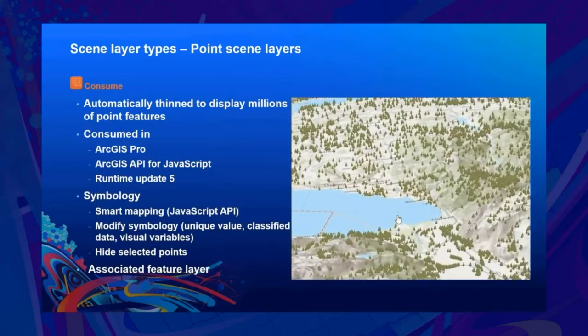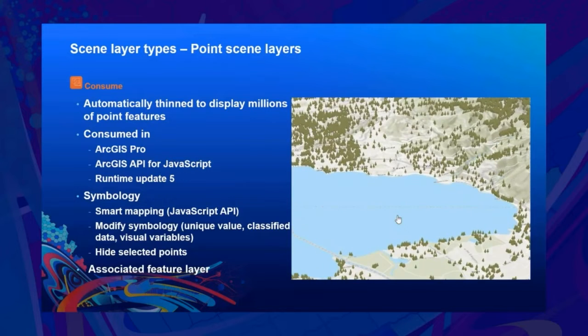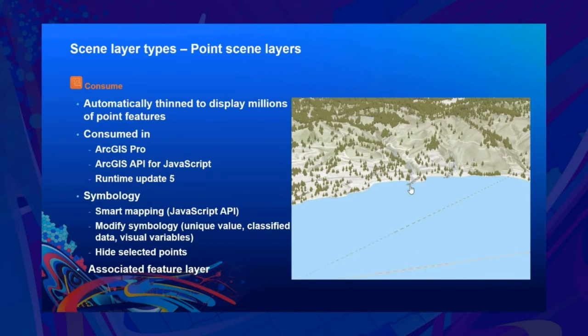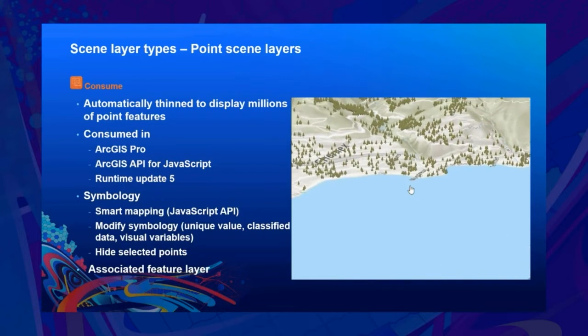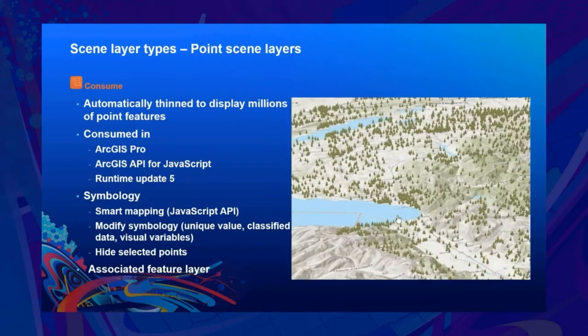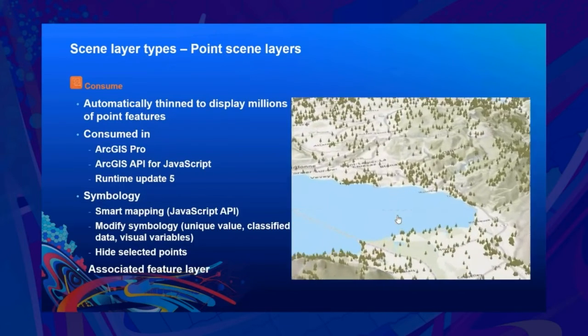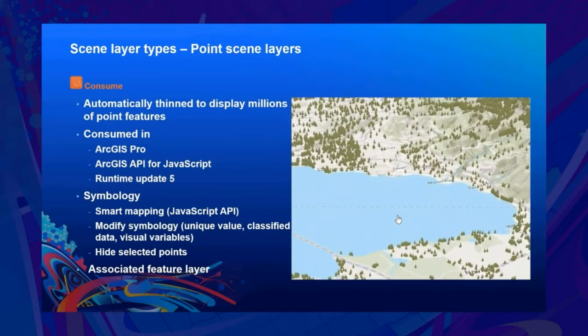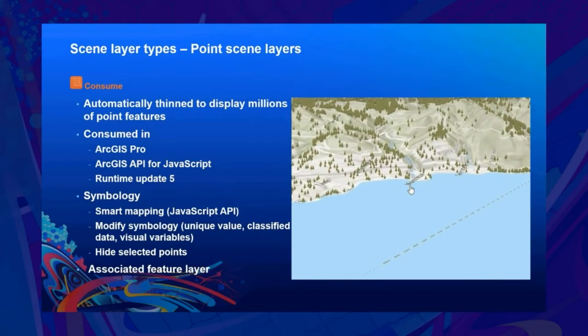Point scene layers you can consume in all ArcGIS clients. You can change the symbology. If shared as a scene layer with associated feature layer, you can also edit the points. Point scene layers are used mainly if you want to visualize millions of points, such as trees, for example, that you can see here.